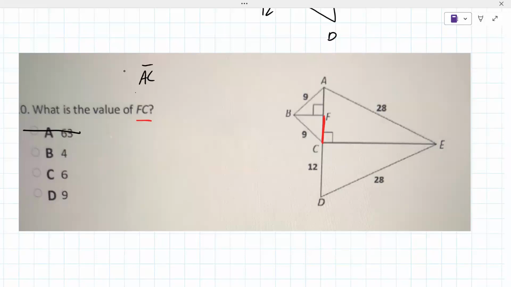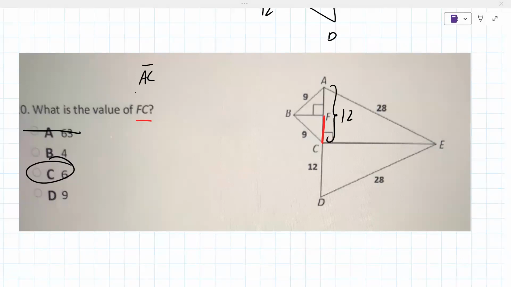Six. I agree. It's because the whole thing is 12, just like we've been talking about, the larger triangle cut in half, 12, and then you cut in half again. Great.